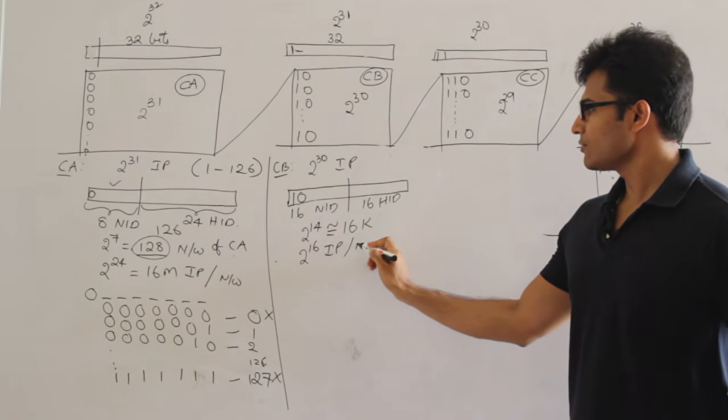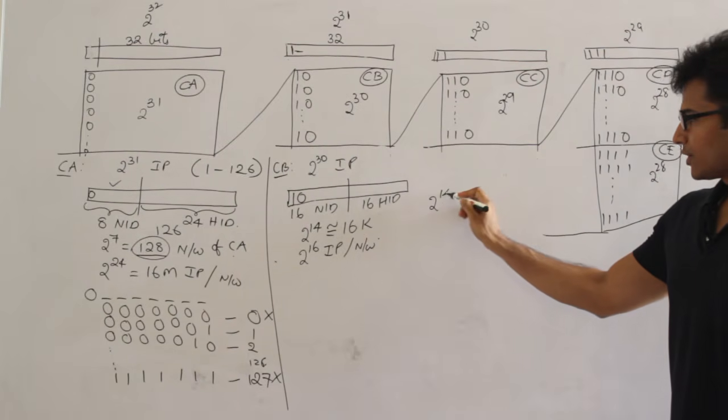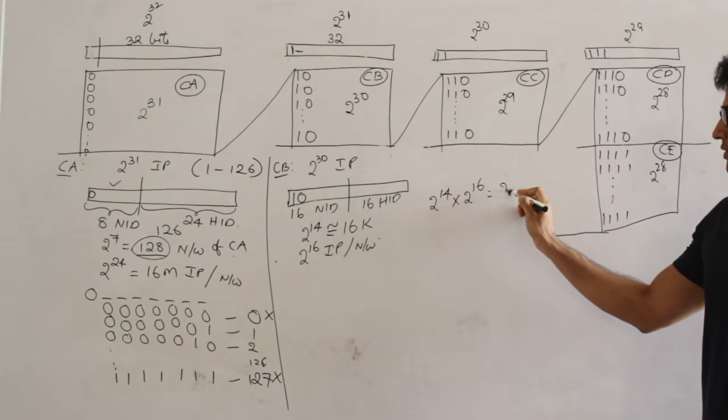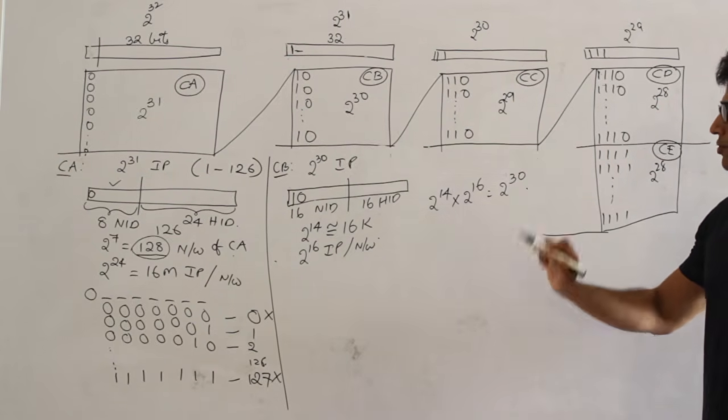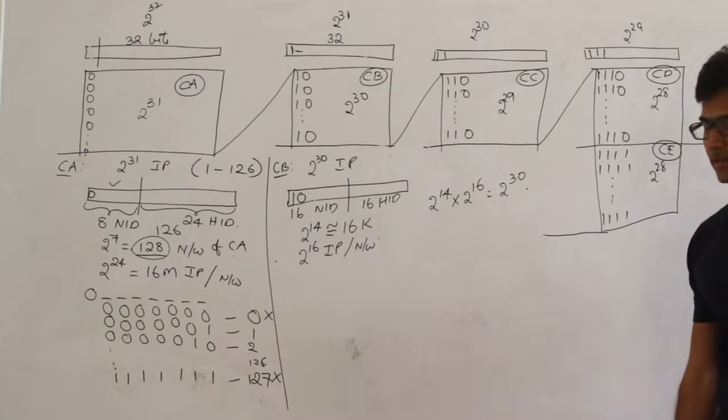They are present in one network, right? So totally there are 2 power 14 networks, and each network contains 2 power 16 IP addresses. Therefore the total number of IP addresses is 2 power 30. That is what we have. We just divide into networks and hosts.